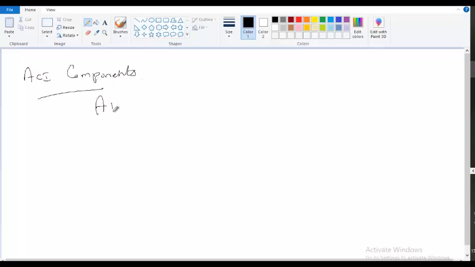We have a controller called APIC. What does APIC stand for? Application Policy Infrastructure Controller. Now, this is the management plane, and this is the control plane of this entire ACI fabric.